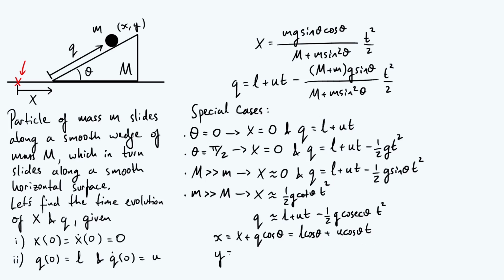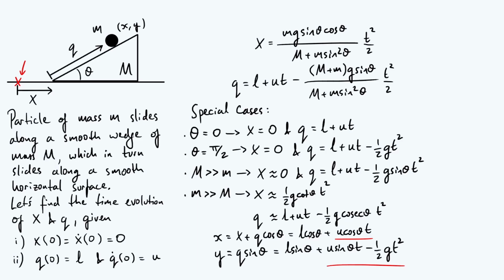Okay, well, that's nice. How about the y coordinate? Well, the y coordinate is just q sine theta. So you're going to get L sine theta. You're going to get u sine theta t, and when you do sine theta times cosec theta, that's just sine theta over sine theta, and so the trig bits cancel and you just get half gt squared. Now focus your attention in particular on the time dependent part, so this and this, because the L cos theta and L sine theta are just sort of the starting coordinates of the particle.